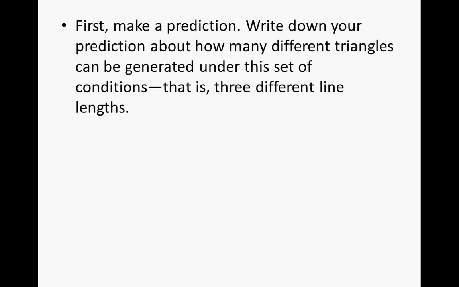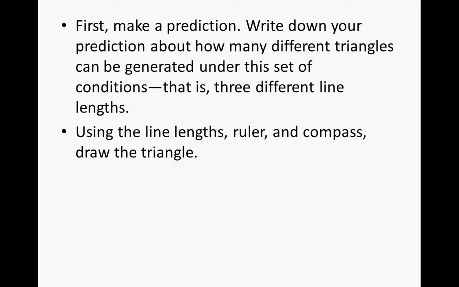So first, make a prediction. Write down your prediction about how many different triangles can be generated under this set of conditions. That is, 3 different line lengths. Using the line lengths, the ruler and the compass, draw the triangle.